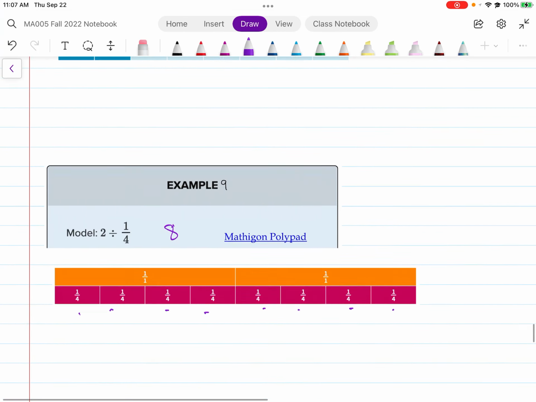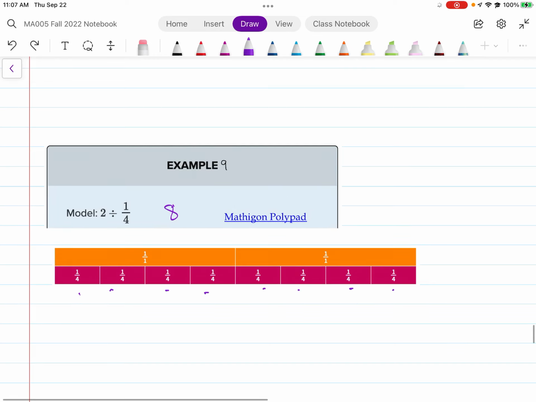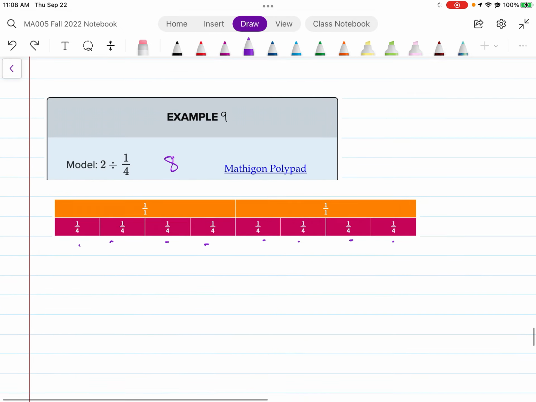All right, so that's how you model. And there's a Math-Gone Polypad, again, that shows these that I just did. I think there's a blank one up above, and then I showed you the one that has these here so you can play with them. And you won't mess mine up. It'll open up a new one for you.